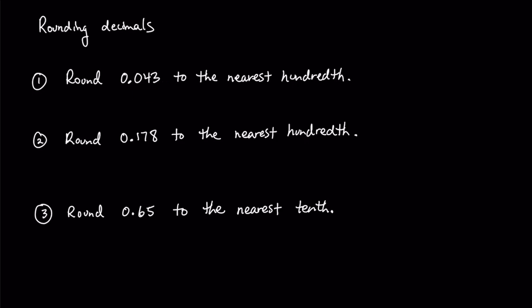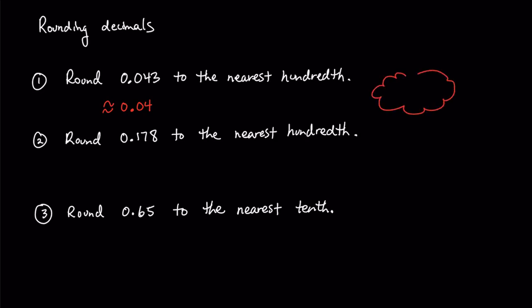So when we see a decimal like this, it is read as 43 thousandths. And if we wanted to round this to the nearest hundredth, we have to remind ourselves where the hundredths place is, and then we have to look in the thousandths place. The thousandths place is a 3, so that means we're going to round this number down. So this is going to be rounded down to 4 hundredths.